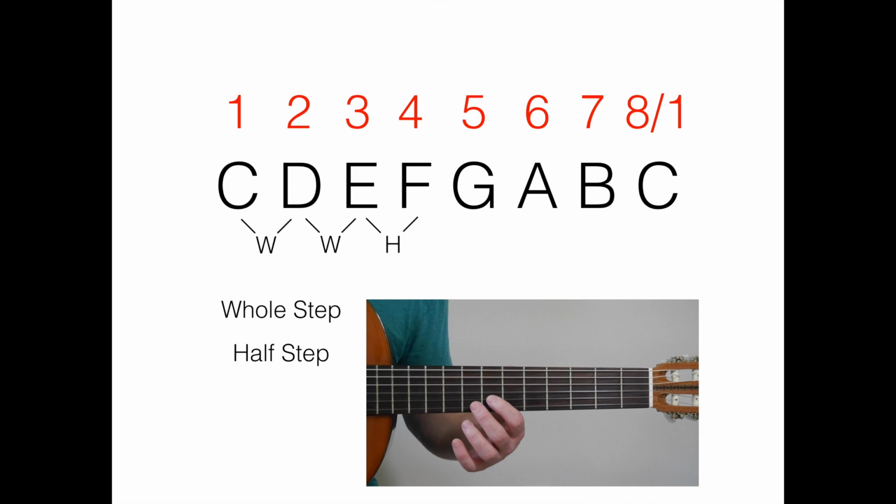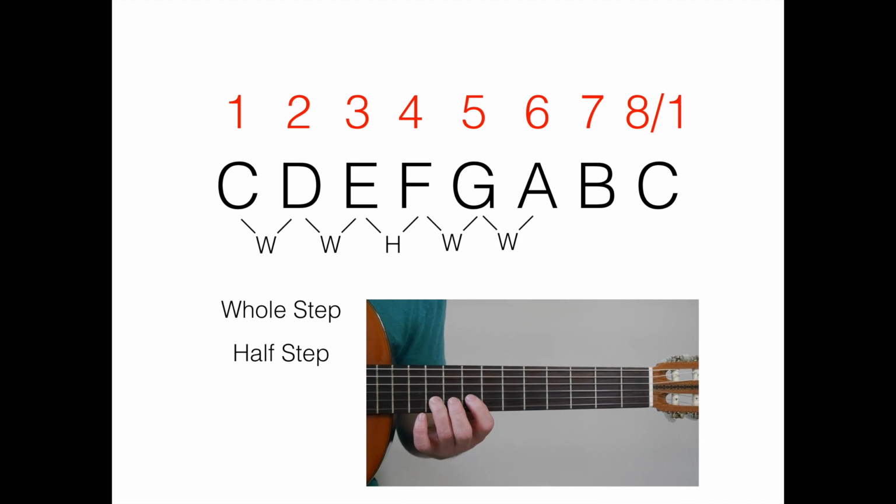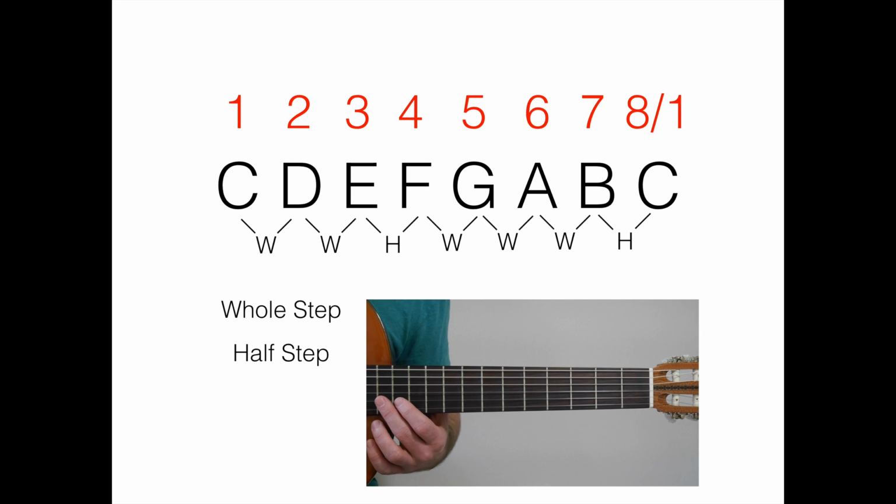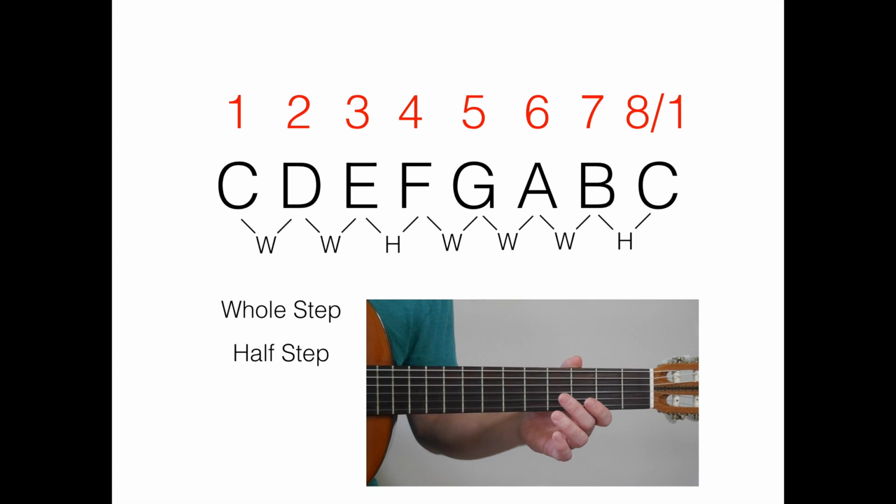Next is F to G. Again, skipping a fret, so another whole step. Next is G to A, and that's another whole step. Then we have A to B, that's another whole step. And finally, we have B to C. There's no skipped fret here, so this is a half step. And that is the end of our major scale.